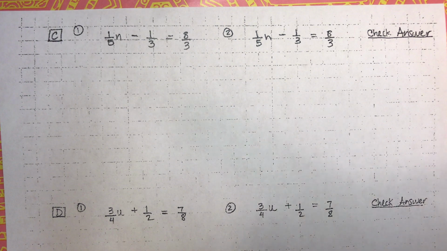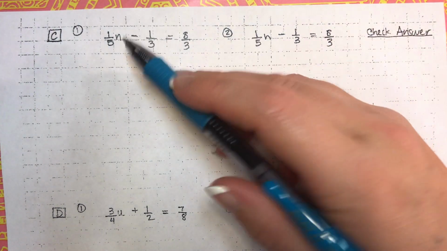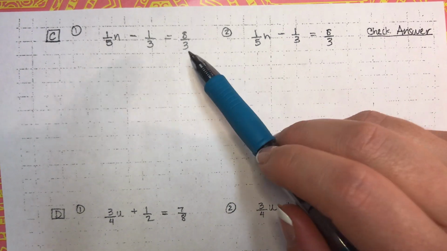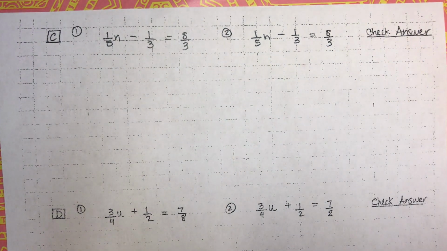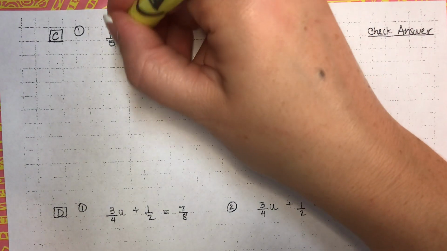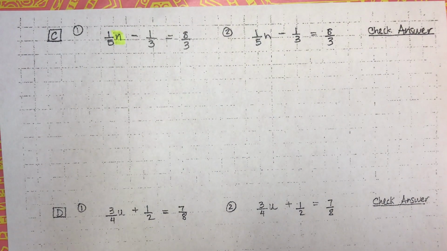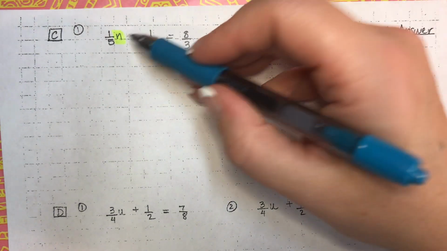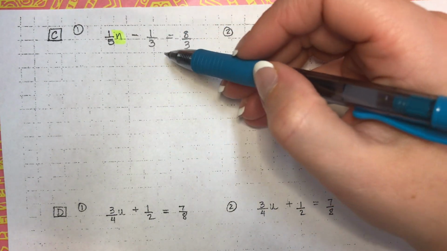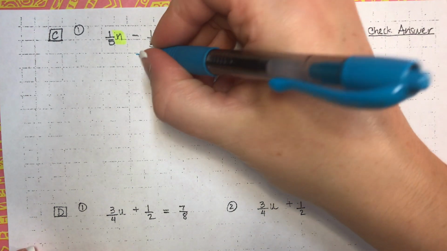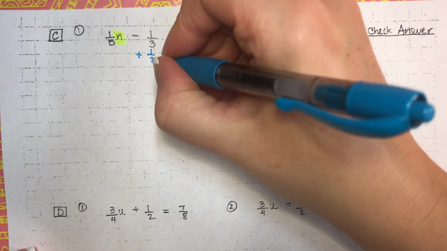All right. Let's try C. So the first way we're going to solve this, remember, is keeping the fractions as they are. For this problem, we're trying to figure out what n is. So that means we need to get n by itself. Right now it's being multiplied by 1/5. We're going to keep that how it is, but we're going to get rid of this bit on the outside, which is subtracting by 1/3. We're going to do the inverse operation, which would be adding 1/3 to both sides.